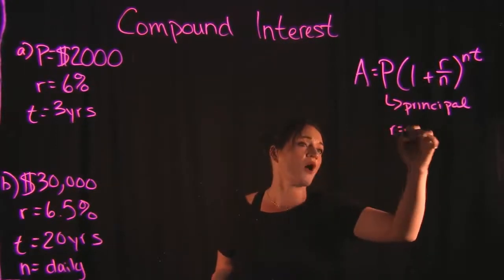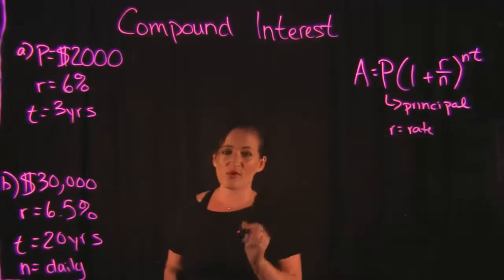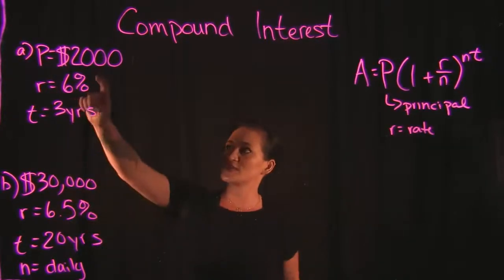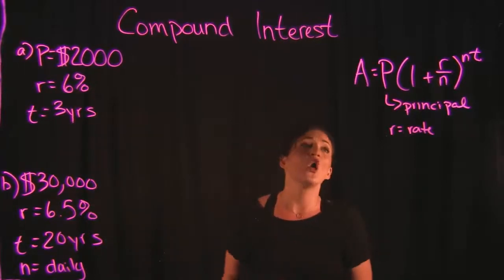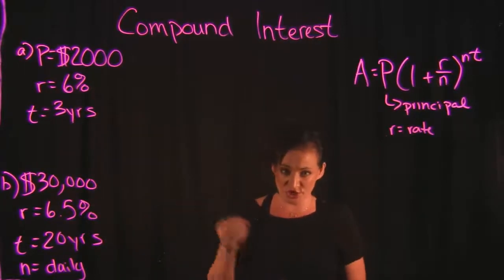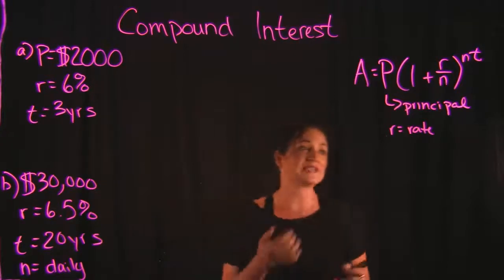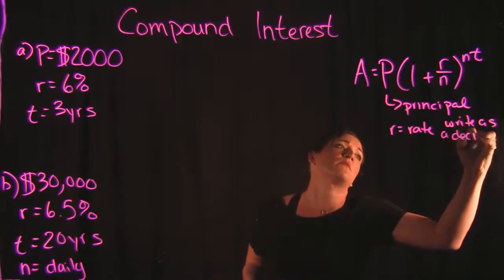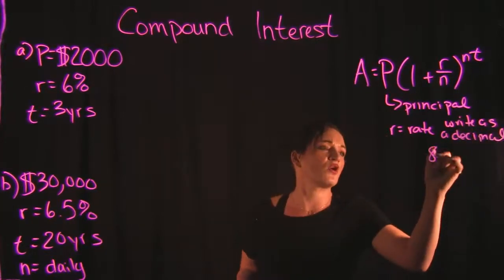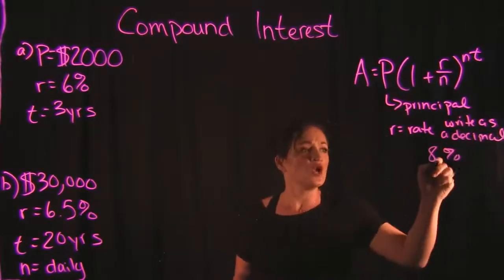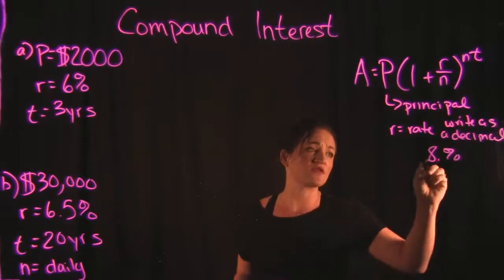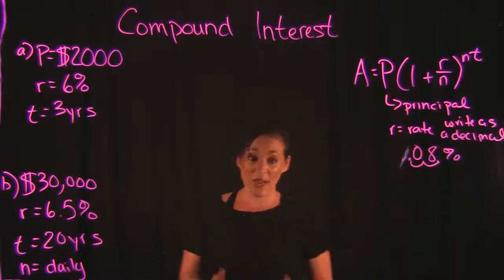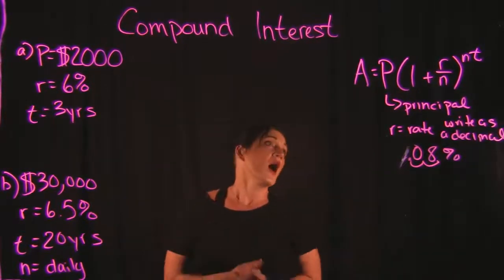So the rate, R, represents the rate. An important thing to remember about the rate is it's typically always given to you as a percent. We can see here 6%, 6.5%. When you do plug it into the formula, you need to change that percent to a decimal, right? So write as a decimal. That is very important. In order to go from a percent to a decimal, you move the decimal place 2 times to the left. So 8% would really be the decimal 0.08. That is what you would use.